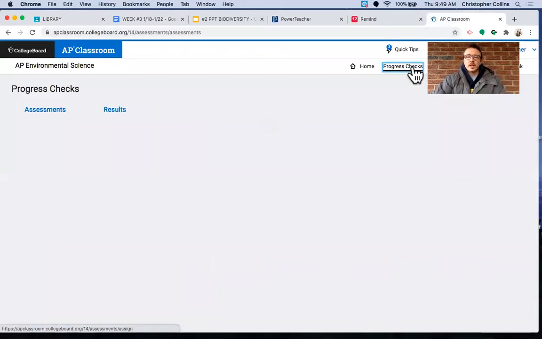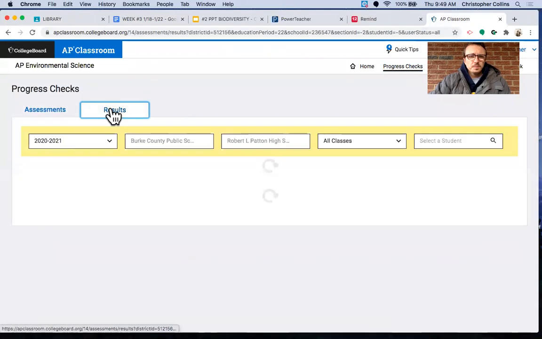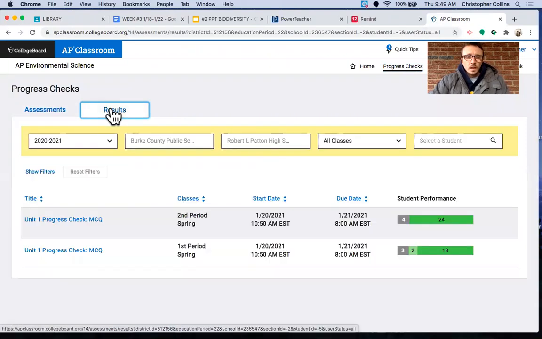So let's go ahead and start by taking a look at y'all's progress checks that you completed yesterday. And again, I was very, very pleased. Let's see here, results. And you can see that it's amazing, right? You know, out of y'all's second period, 24 y'all are scored in the green, which I think green is like, if I remember correctly, like 75% and above or 80% and above. So that's fantastic.